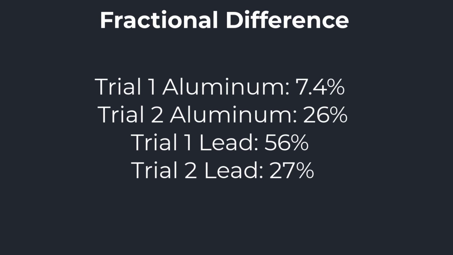Comparing my values to the accepted values, I took the fractional difference and found that my trial 1 aluminum had a difference of 7.4%, the second trial of aluminum had 26% difference, my first trial of lead had 56% difference, and my last trial of lead had 27% difference.